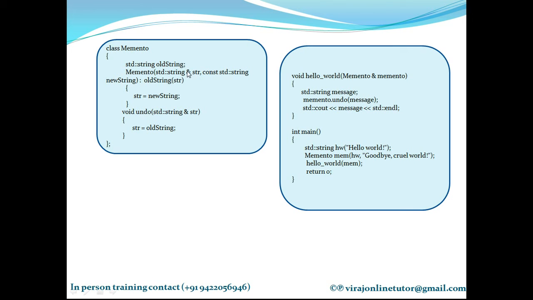So I am calling memento and I am passing str and I am passing new string. What am I doing? Whatever value str contained when this memento was called, I am saving the content of that variable into old string. Then whatever string is passed as the second parameter to this function, in the form of a new string, I am assigning that to str.